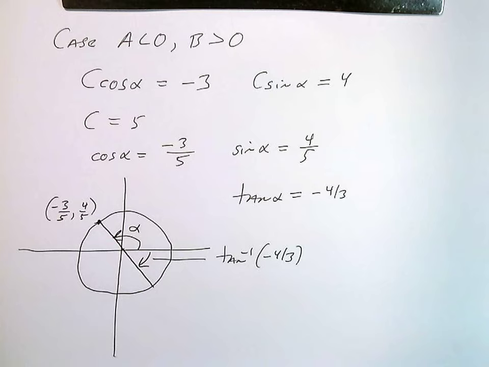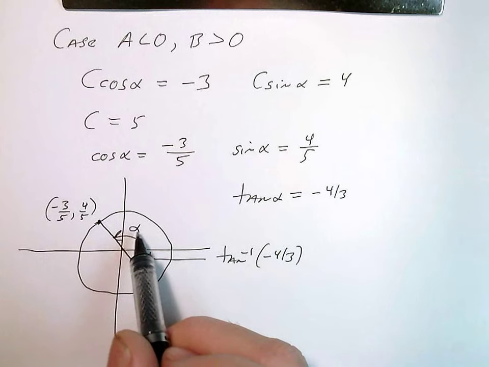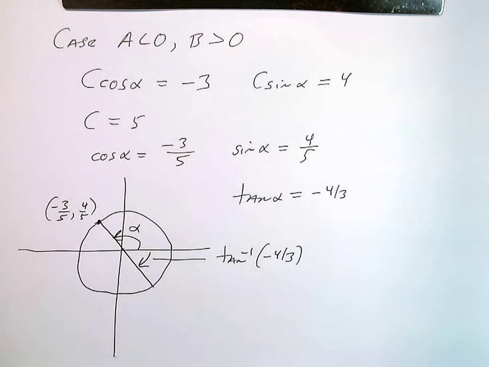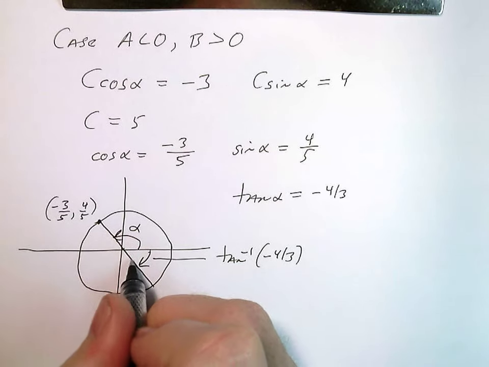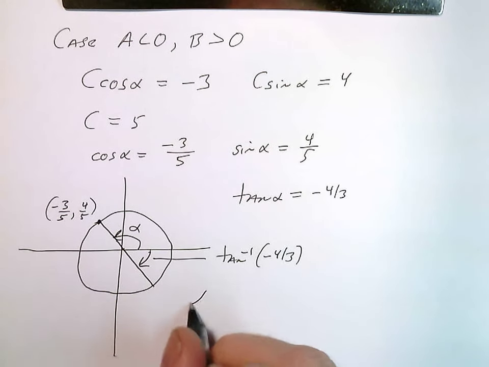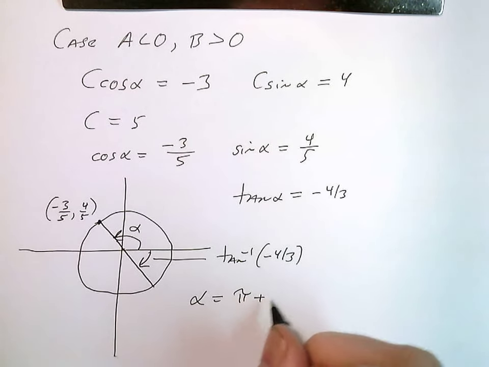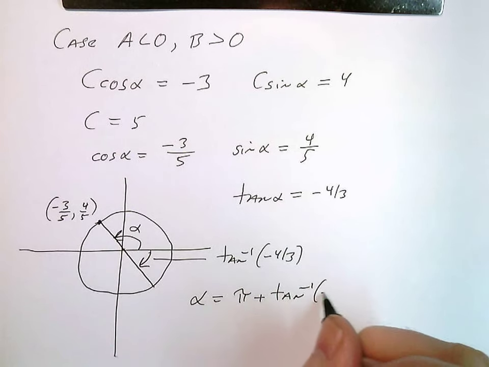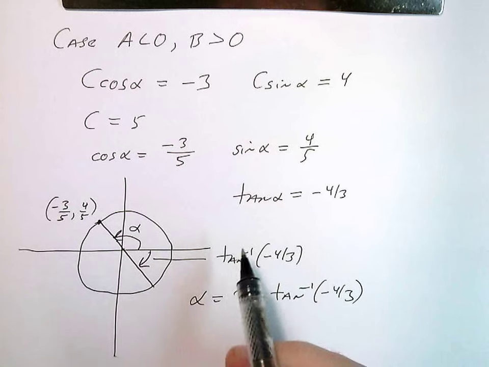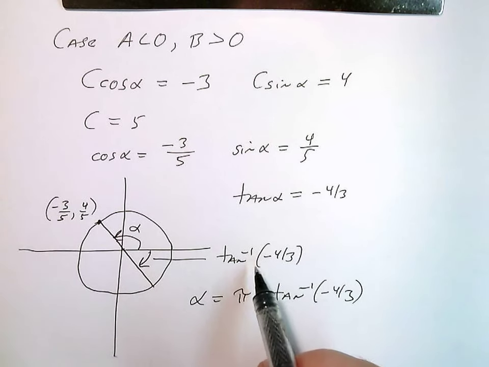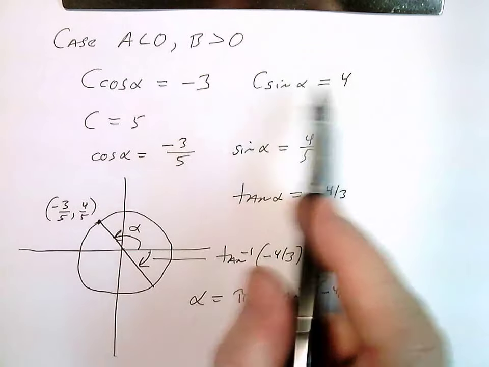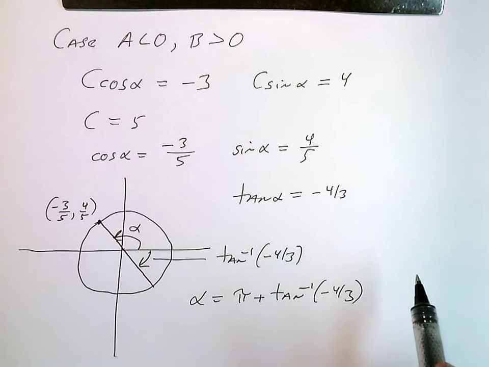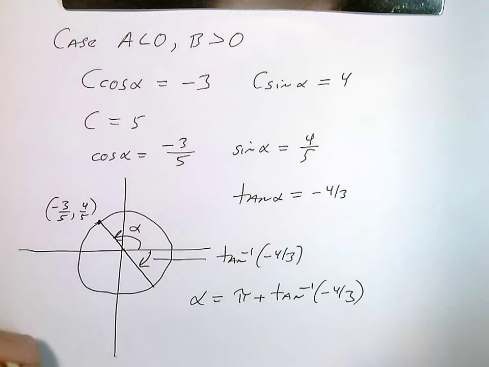Because the arctangent gives you an angle between negative pi over 2 and positive pi over 2, it's obvious that alpha here is actually between pi over 2 and pi. So that's not going to work. But how can I get alpha? Well, this whole angle from here to here on the line is pi. So my alpha is going to be pi plus arctangent of negative 4/3. If you just use arctangent of 4/3 for alpha, you're going to get a 3 here and a negative 4. It's not going to work at all. So that's that case, okay?